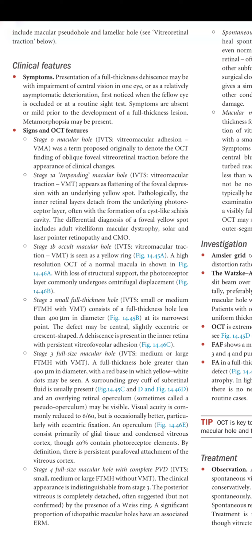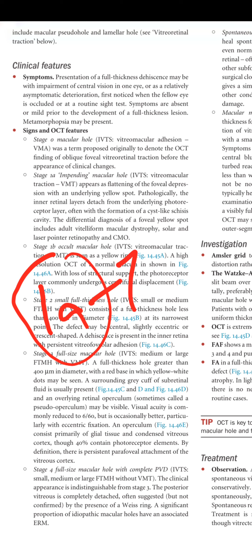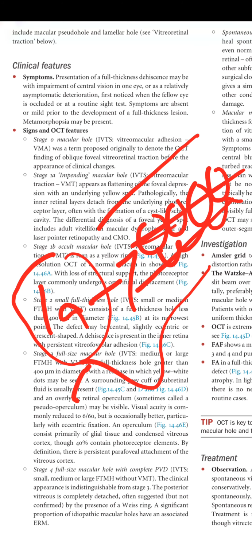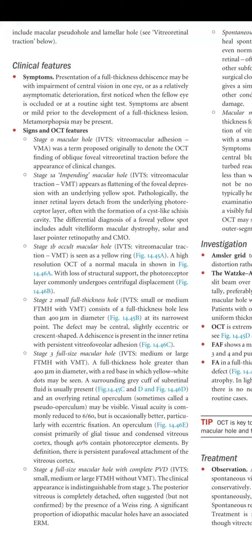So in a case of a stage 1A impending macular hole, the fovea is normally a little bit depressed, but in an impending hole the fovea becomes flattened, and there can be a separation of the inner retinal layer from the underlying photoreceptors, so it can cause a schisis-like cavity. The differential diagnosis is basically adult vitelliform macular dystrophy, which is known as Best disease, solar and laser pointer retinopathy, and CME.